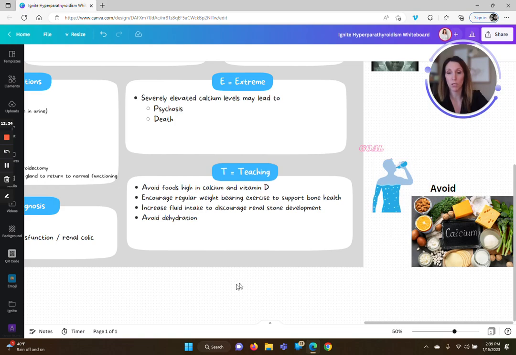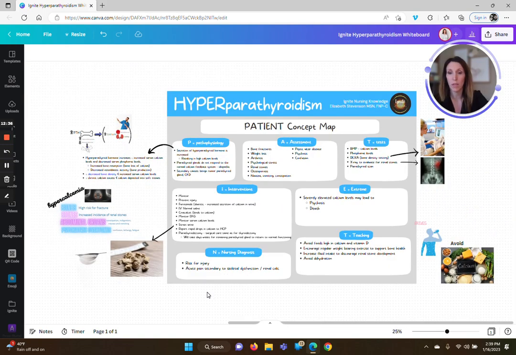hyperparathyroidism. And just keep in mind, I know it can be a little bit overwhelming with the hyper and the hypo on the thyroid and the hyper and the hypo on the parathyroid. But for the parathyroid specifically, everything we're talking about here is mostly related to calcium levels. So the symptoms and the interventions are based on either a high calcium for hyperparathyroidism or a low calcium for hypoparathyroidism. So I hope that helps, and if you have questions, just let me know. Thank you.